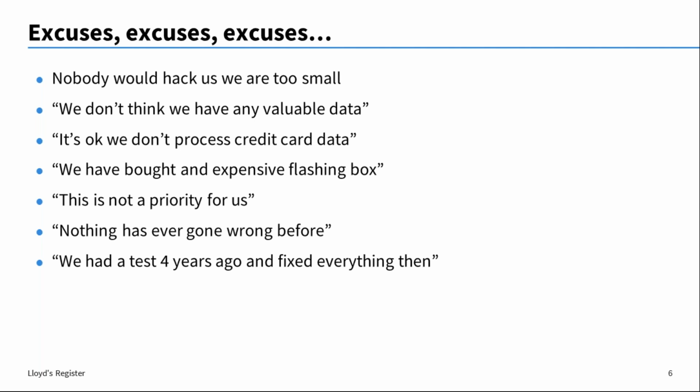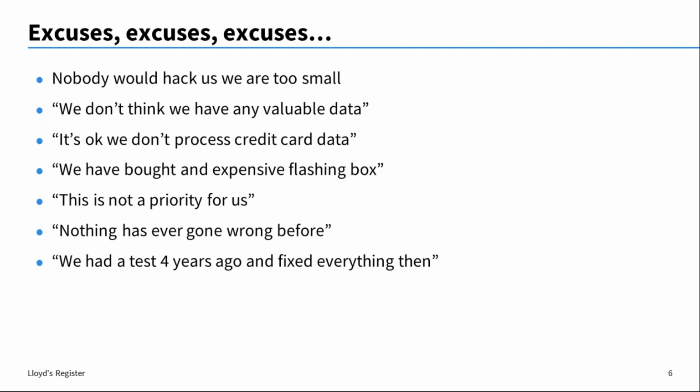Another one is, yeah, we don't process credit card data. So because we're not managing credit cards, there's no valuable information such as credit card numbers and bank details. That's certainly one area, but it's not necessarily the biggest focus of data mining and data theft.